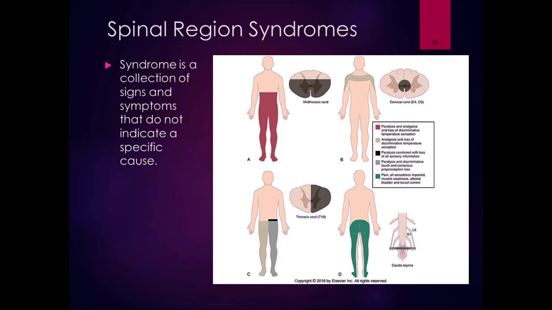So this is a little diagram from the book that shows 4 spinal region syndromes, and we'll talk about each one of those. But because of the layout of the spinal cord that we looked at in the last lecture, the part of the spinal cord that's affected is going to affect your symptoms. Hopefully that makes sense.